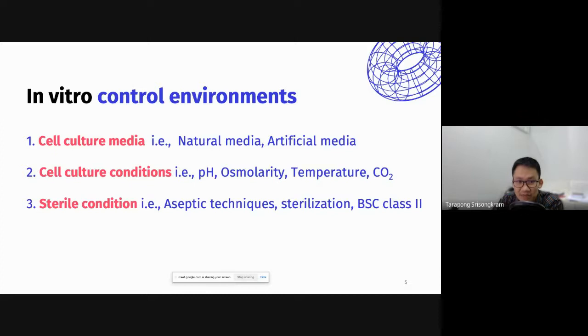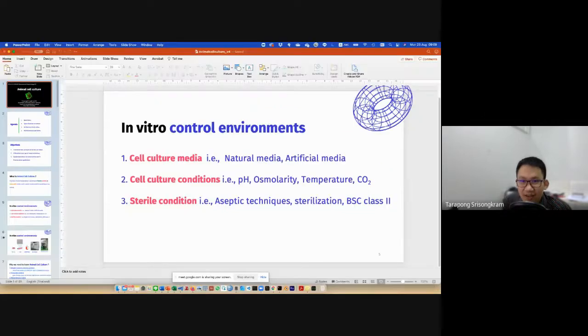The cell culture media is composed of natural media and artificial media, which I will explain in detail in a later slide. The cell culture conditions consist of the pH, osmolarity of the cells, temperature, and the carbon dioxide level. And the last one, the sterile condition, is very important.